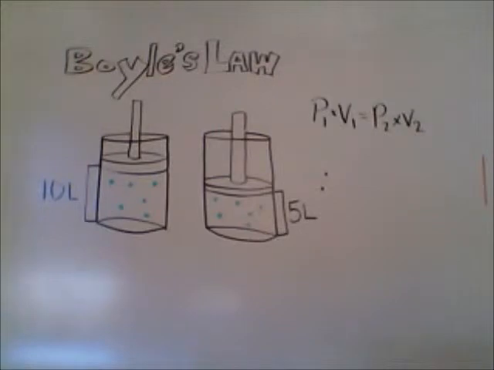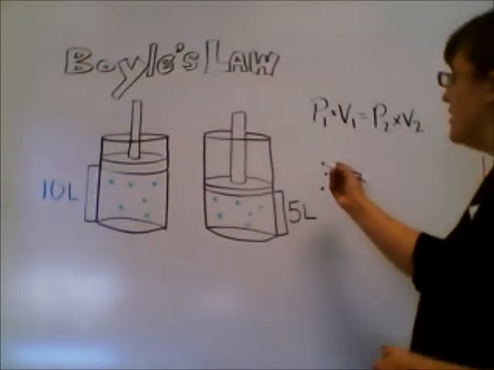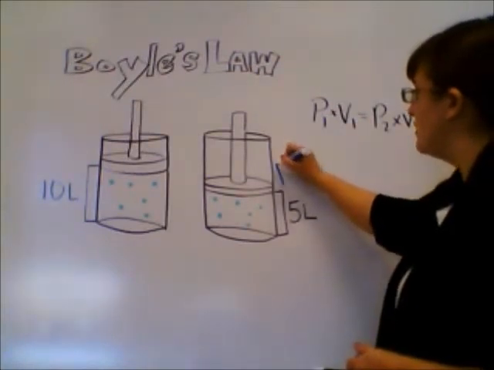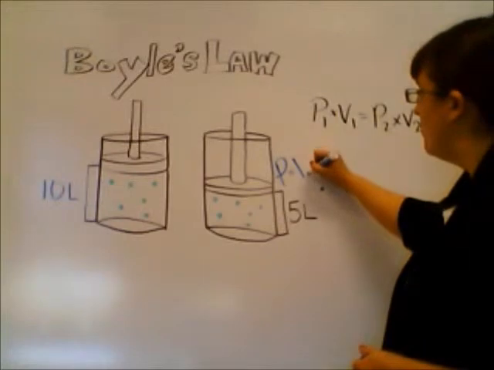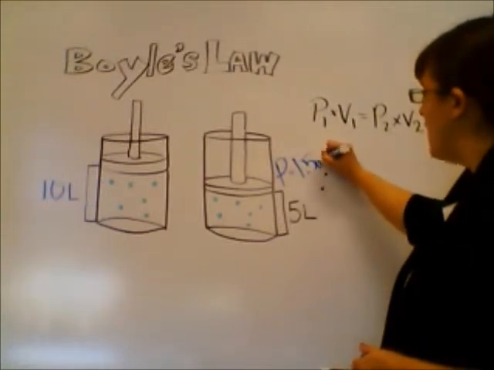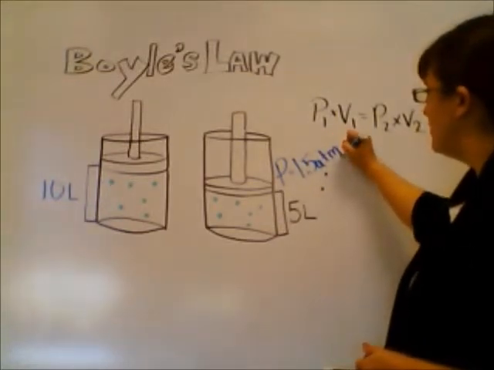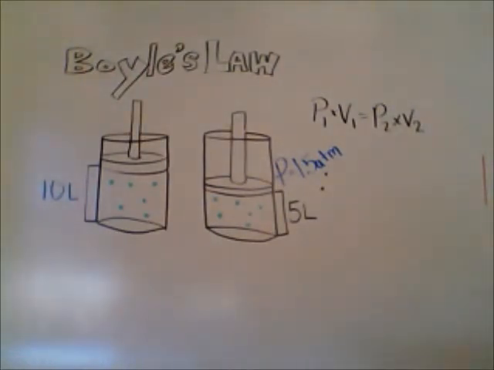Now, the way that we solve for it is that we can basically substitute in our values for any point that we know and then solve for what we don't know. So in this example, we know we have 10 liters and 5 liters. Now in the 5 liters, let's say that we have a pressure of 1.5 atmospheres. Okay, ATM is how we abbreviate atmospheres.